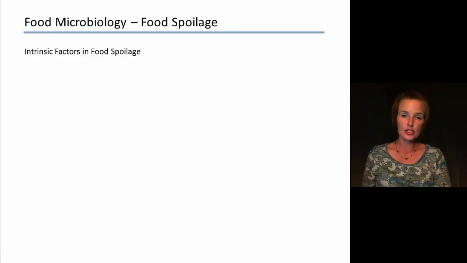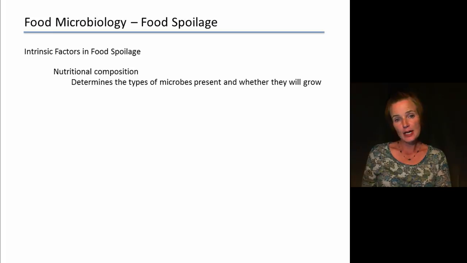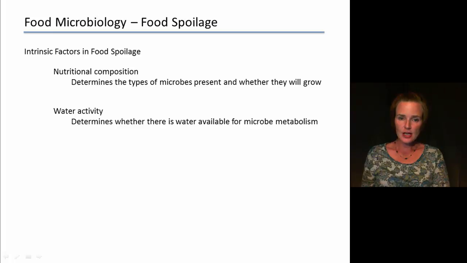If we talk more about the intrinsic factors in food spoilage, first of all, nutritional composition is going to play a big role. This will determine what types of microbes are present and whether those microbes are going to grow or not. Basically, what we're talking about here is what kind of nutritional value this product can provide to that microbe. So if they're very, very sugary, that's probably going to contribute to breakdown by microbes and ultimately spoilage of that product. Water activity is another one.